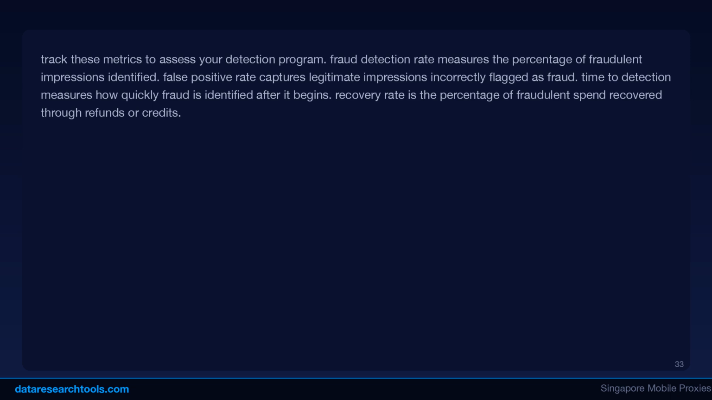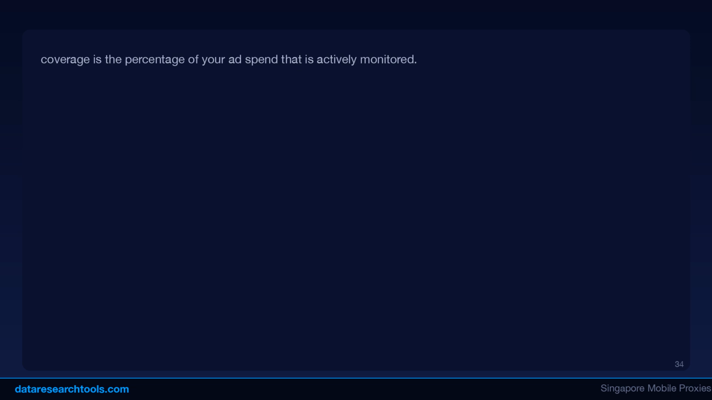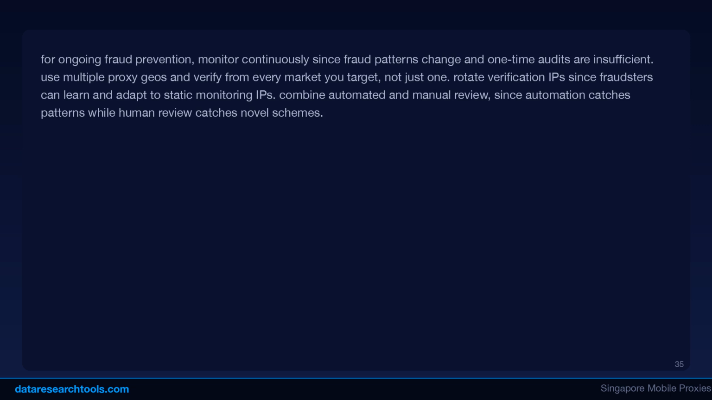Track these metrics to assess your detection program. Fraud detection rate measures the percentage of fraudulent impressions identified. False positive rate captures legitimate impressions incorrectly flagged as fraud. Time to detection measures how quickly fraud is identified after it begins. Recovery rate is the percentage of fraudulent spend recovered through refunds or credits. Coverage is the percentage of your ad spend that is actively monitored.